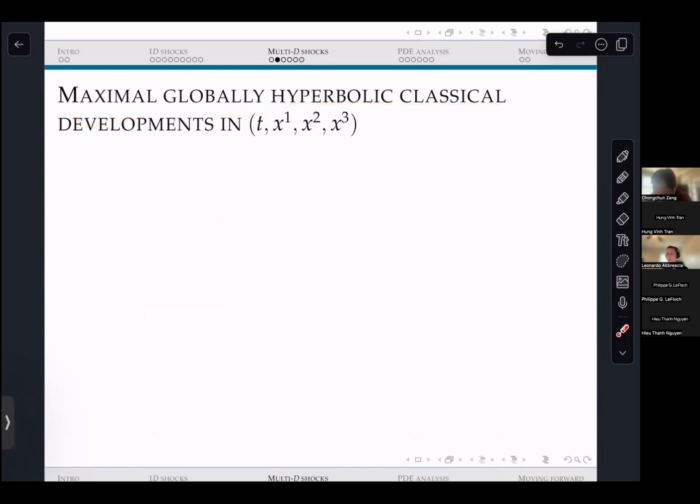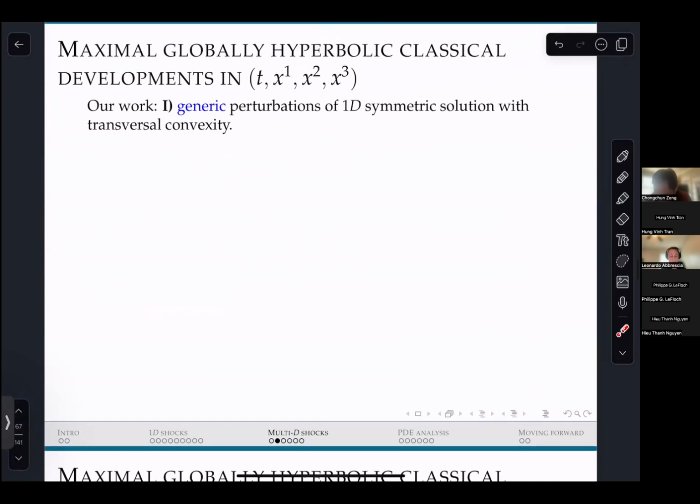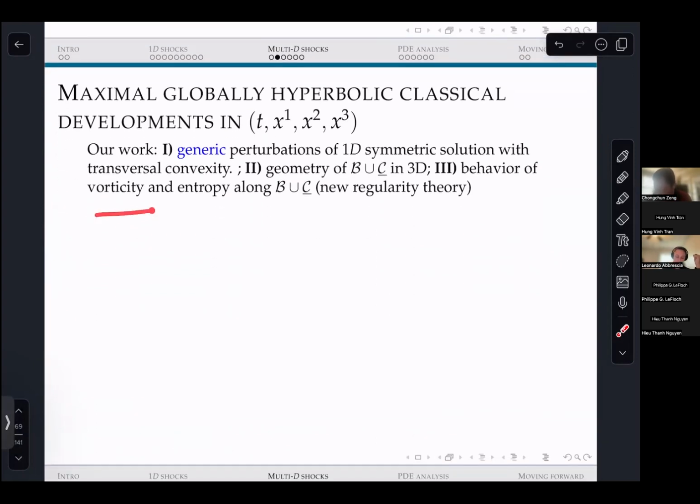Okay, so now that you know all these words, maximal, globally hyperbolic, and classical developments in 3D, what do those singularities look like? What our work does is we take 1D solutions with transversal convexity, and we add an initial perturbation at t equals 0 that breaks the symmetry, but does not break transversal convexity. And the word generic means it's an open set in some really large Sobolev space. Our work handles generic perturbations of transversal convexity. Our work reveals the full geometry of the singular surface, as well as the Cauchy horizon in 3D. And finally, our work reveals the behavior of vorticity and entropy along these surfaces.